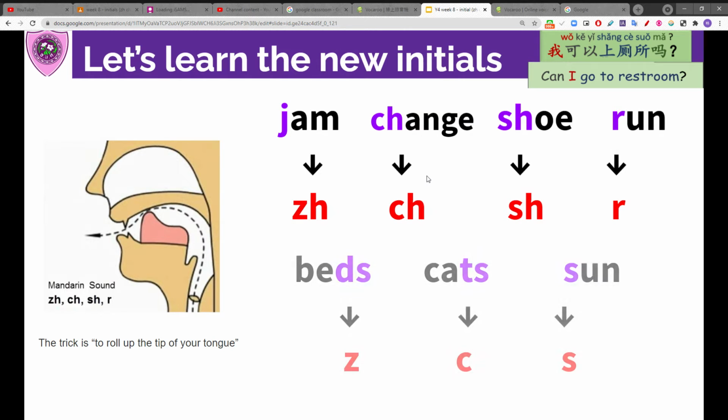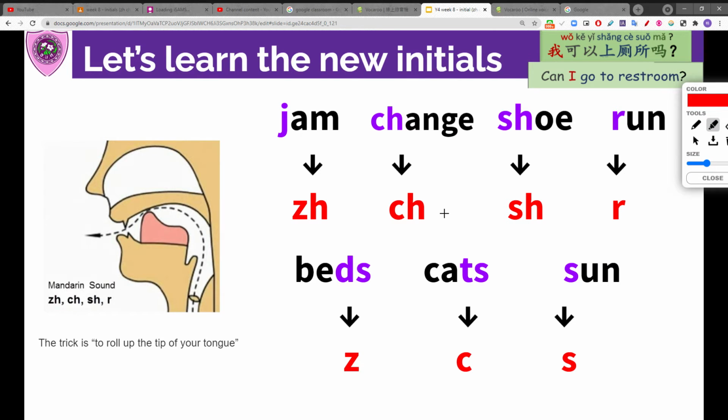Last lesson we talked about these four sounds, and these three, z, c, s, we learned last week already. So let's do some more practice with these sounds. Let's read after me. The first one, zhi: roll up your tongue and then say zhi, zhi. The second one is similar to the English sound ch, ch, ch. Let's read it. Ch, ch, ch.